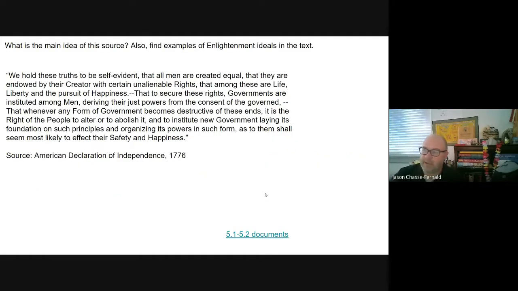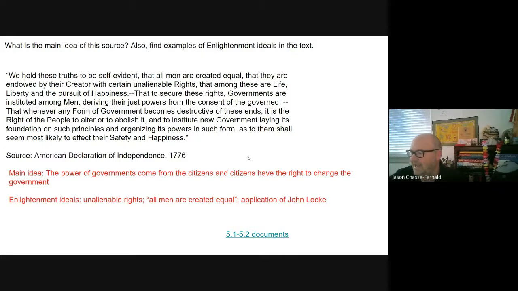Your homework last night, just as a reminder, is you were given these three documents, and you were asked to figure out what the main idea of the passage was, and then make that connection to the Enlightenment. Whose ideas were being applied? For the first example, you're looking at the power of the government coming from the citizens, and citizens having a right to change the government, right? So that is an idea of a social contract.